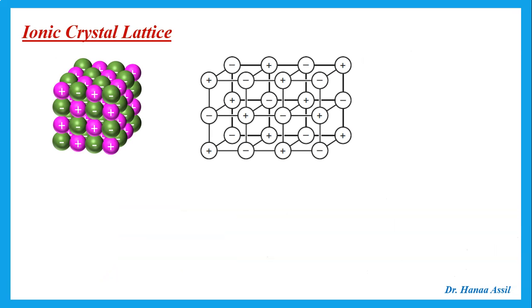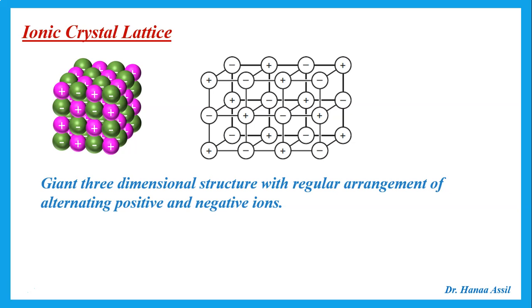So what is the structure of ionic compounds? We've talked about ionic and covalent compounds. Most covalent compounds have simple molecular structures. The ionic compounds have a giant structure, so they are in the form of an ionic crystal lattice, in which we have a giant three-dimensional structure with a regular arrangement of alternating positive and negative ions.